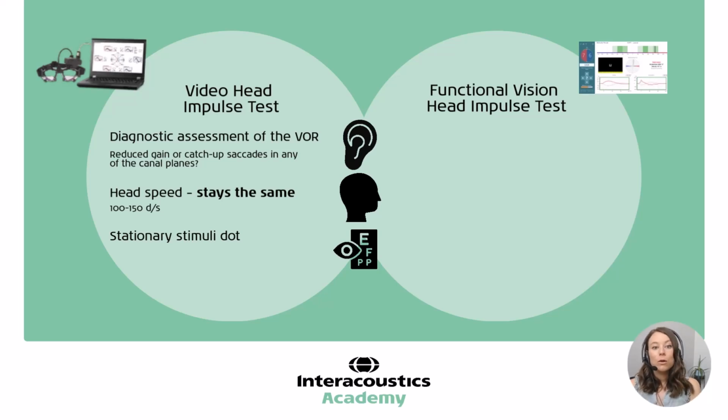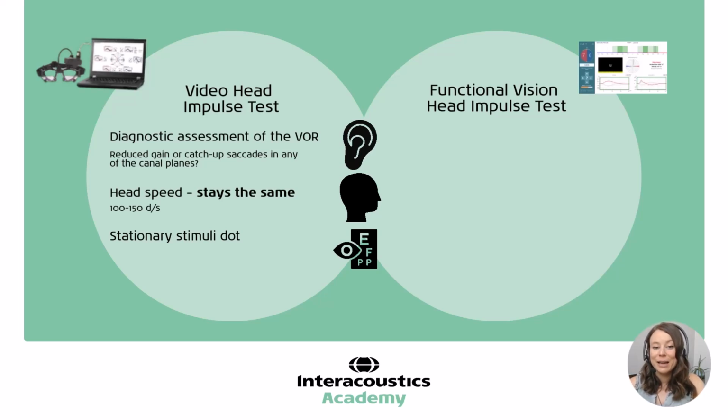From a diagnostic standpoint, it becomes most important when there is reduced gain, so the eyes don't move as expected, or there are catch-up saccades. The eyes have to make these corrective eye movements in order to keep stable vision on that dot. This is very helpful because we can perform it in the 3 semicircular canal planes, lateral, RALP, and LARP, and we are able to identify dysfunction in those canals or in a certain part of a canal.